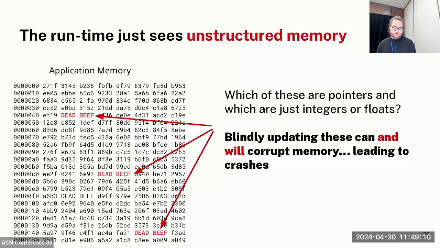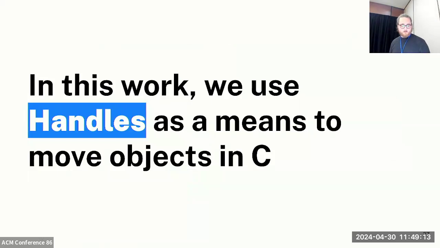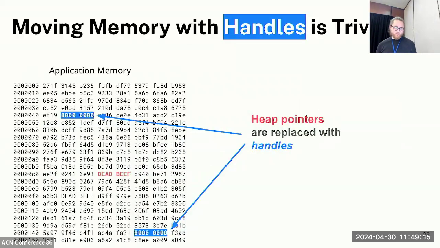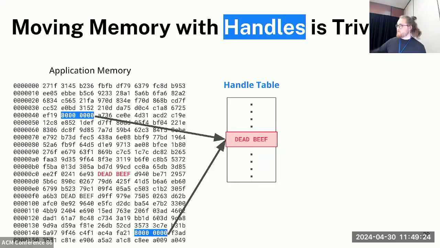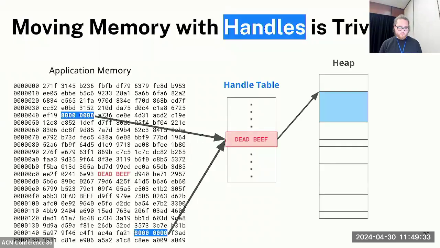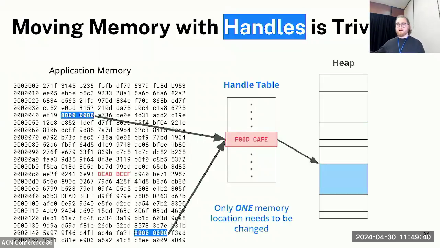So in this work, we focus on handles as a way to move these objects, because moving memory with handles is actually trivial. Handles are effectively a replacement for heap pointers, and they coexist with pointers in the application. They are effectively a level of indirection, where, as in ASPLOS, everything is an abstraction. It's a level of indirection through a handle table, where the handle table points to some heap entry. And if you want to move that heap entry, all you do is rewrite that table entry, and then the object is in a new location.